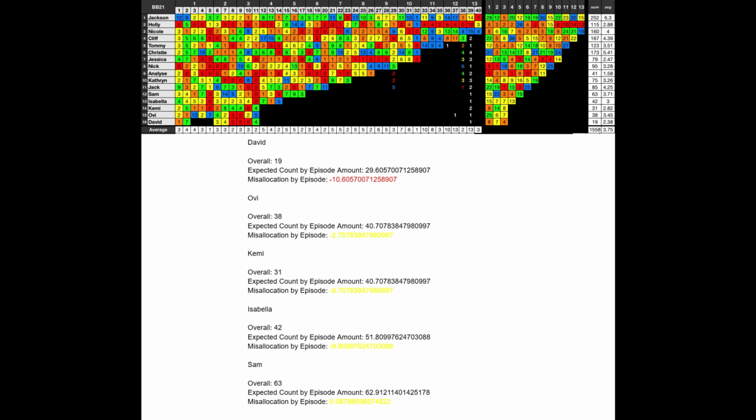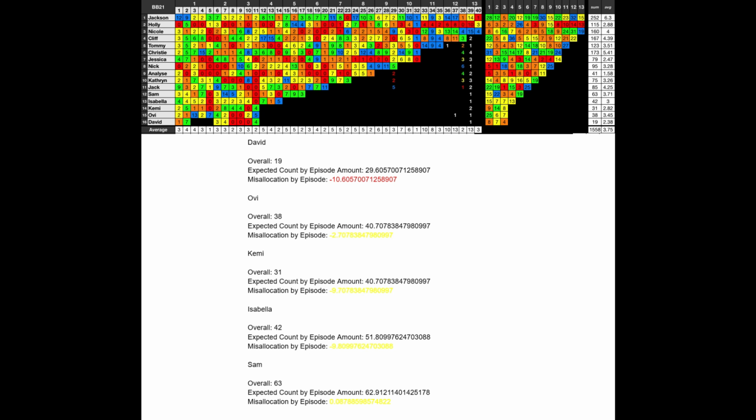So David got 19 diary rooms, and his expected count by episode amount is 29.6, causing for a negative 10.6 misallocation by episode amount. So he really just barely made it into the red zone and barely escaped the yellow. Ovi got 38 diary rooms, and his expected count by episode amount is 40.7, causing for a negative 2.7 misallocation. So he's still in that perfect range and median, and he's very close to having the perfect distribution.